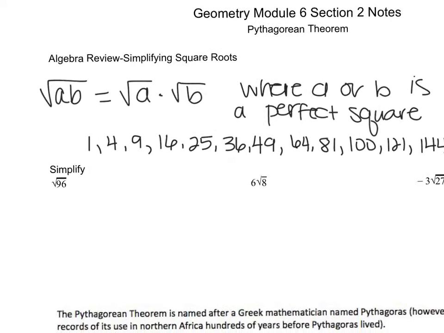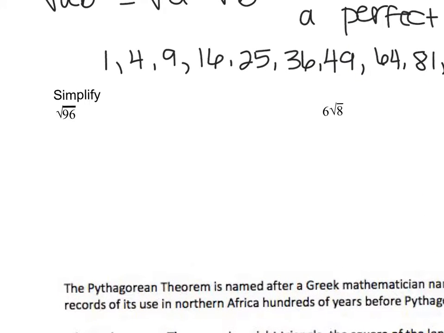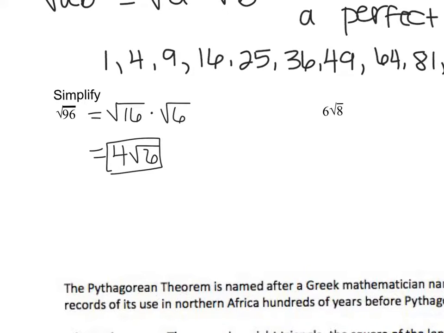So let's start by simplifying the square root of 96. We want to be able to break it down as a perfect square times something else. So we can rewrite the square root of 96 as the square root of 16 times the square root of 6, because 16 times 6 is 96. The square root of 16 is 4, so we get 4 square root 6, and that would be our simplification.